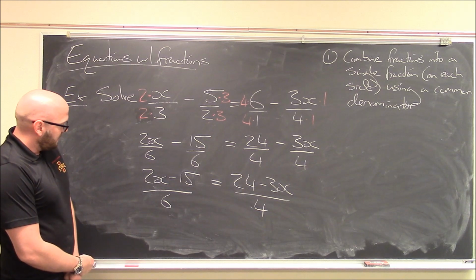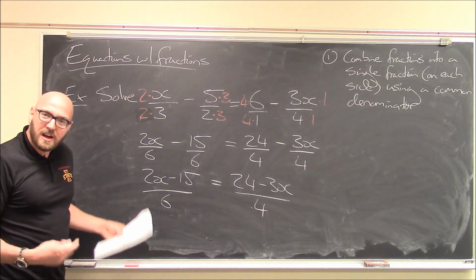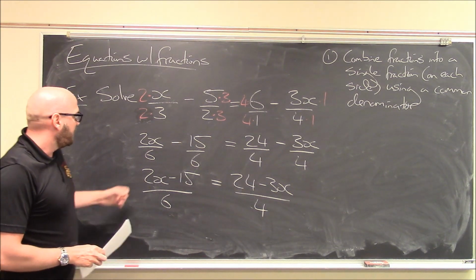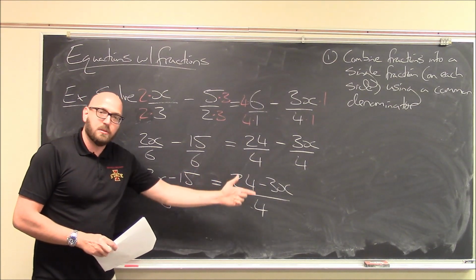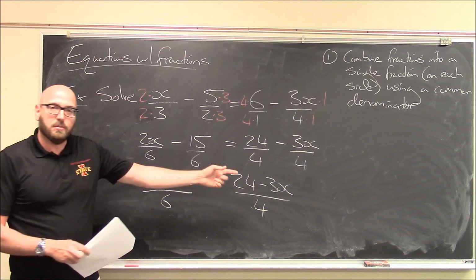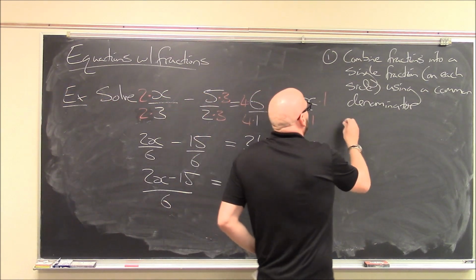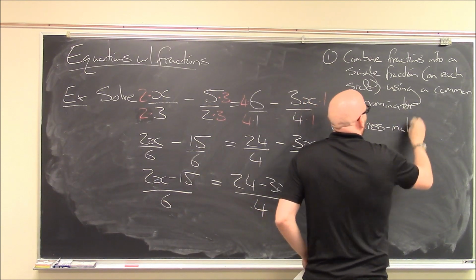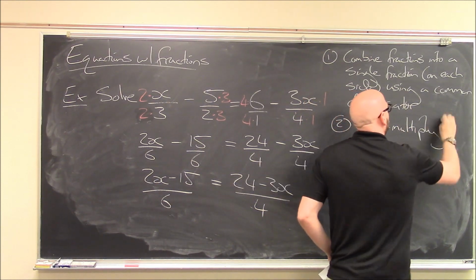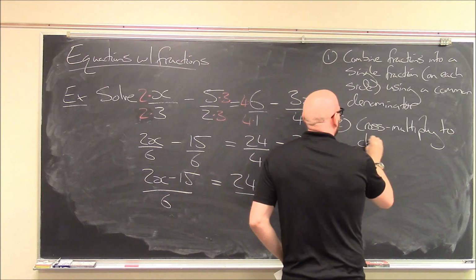So what now? Well, as always, I want to isolate x, right? That's my end goal. So what do you do now that I've got one fraction equals another fraction? The way you solve these types of expressions or equations is you cross multiply. All right, so step 2 is cross multiply, to clear out the fractions.